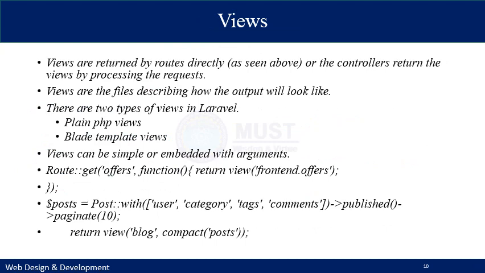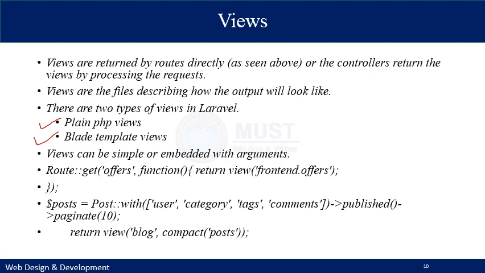So we will cover the views in the next chapter. Here is a brief concept about the views in the MVC. Views are returned by the routes directly, as you have seen in one example above, or the controllers return the views by processing the request. Views are the files describing how the output will look, and there are two types of views in Laravel. There are simple plain PHP views, and there are Blade templating views. We will cover both in the next lecture.